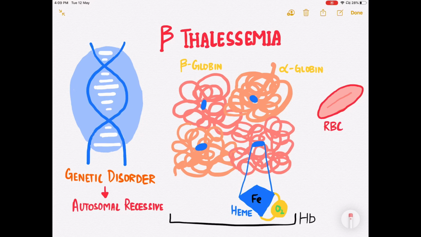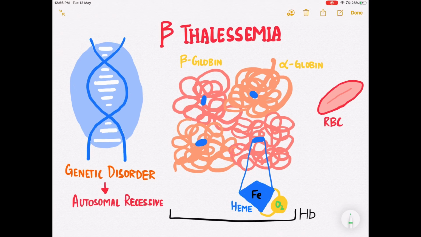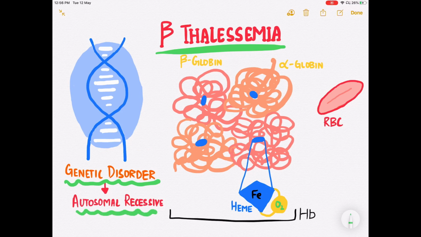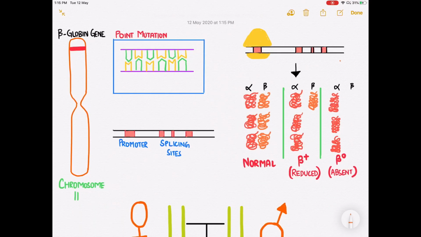Today we shall be discussing beta thalassemia, which is one of the most important hemolytic disorders of the human body. Beta thalassemia is a genetic disorder which is inherited as an autosomal recessive trait. In this, there is reduced synthesis of the beta globin chain of hemoglobin, which is the major oxygen carrying protein in the red blood cells.